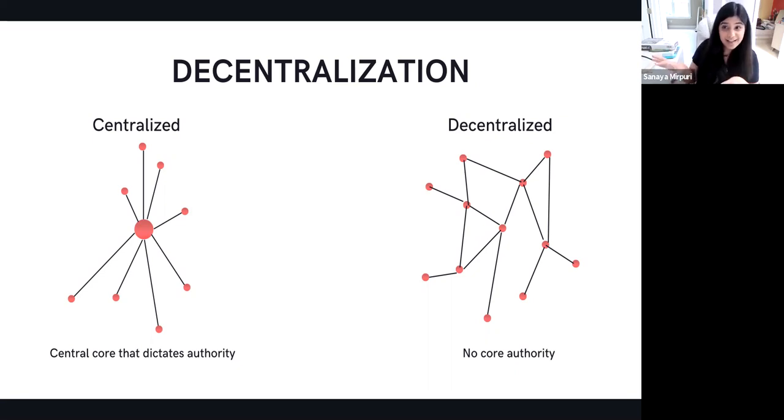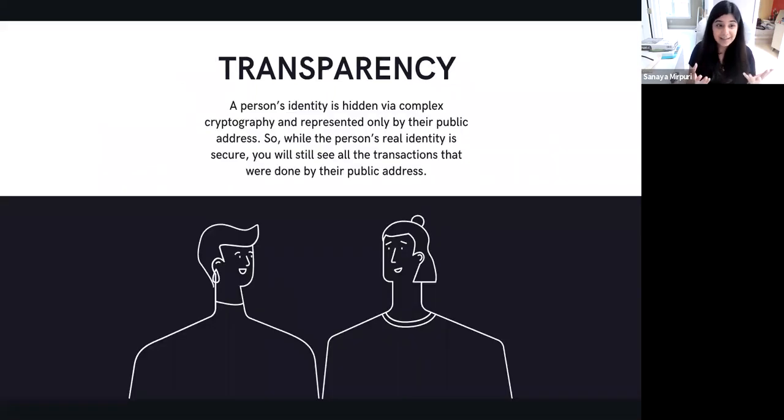Now, on the flip side, in a decentralized system, the information is not stored by one single entity. In fact, everyone in the network owns the information. In a decentralized network, if you wanted to interact with your friend, then you can do so directly without going through a third party. The next pillar, transparency, is actually one of the most captivating and misinterpreted ideas in blockchain technology today. A person's identity is hidden via complex cryptography and represented only by their public address. So while the person's real identity is secure, you will still see all the transactions that were done by their public address.